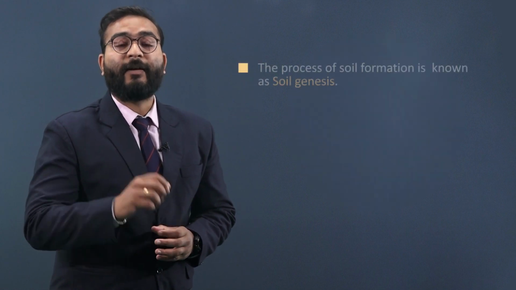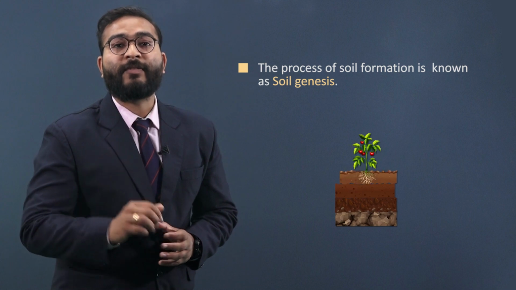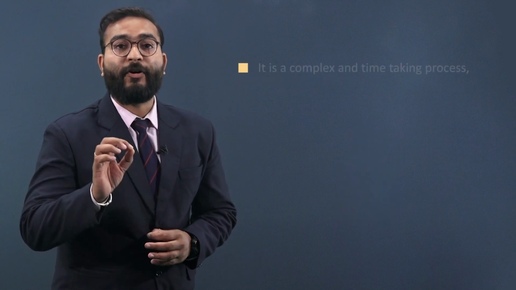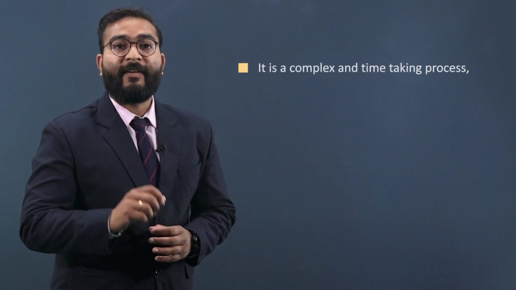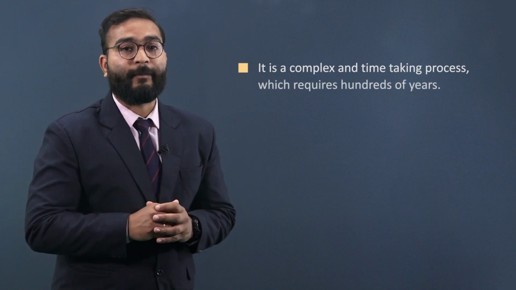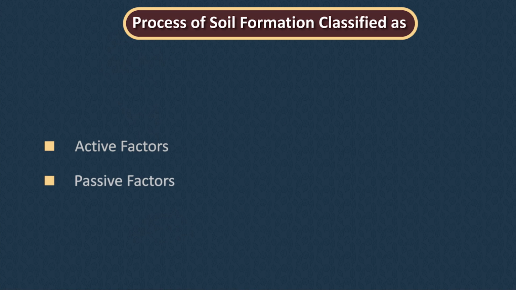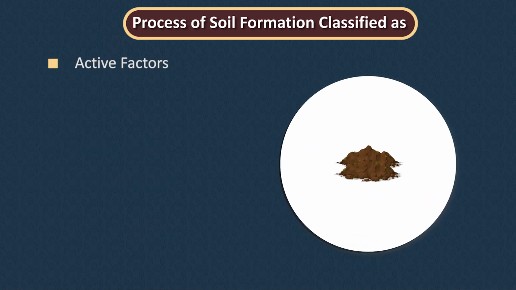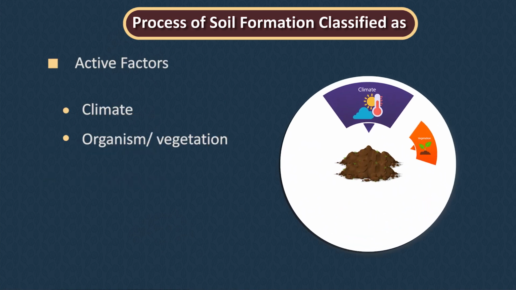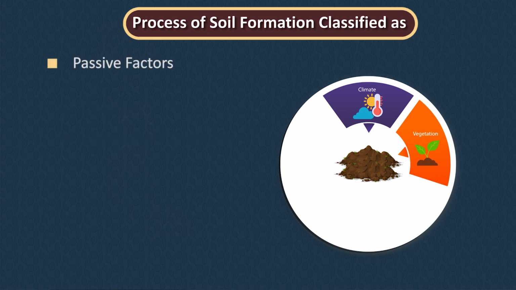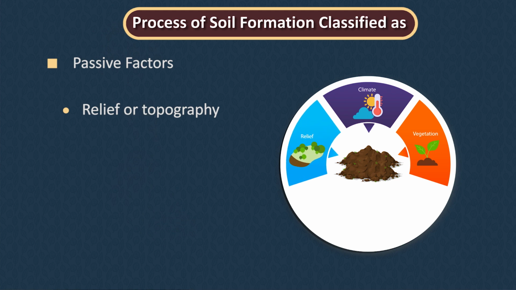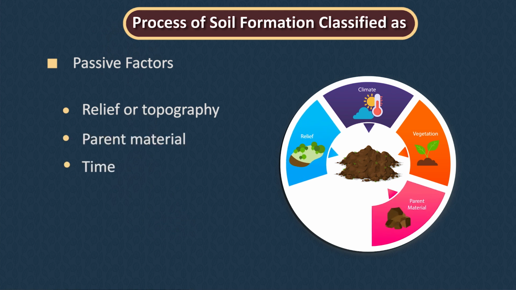Let us now look into how it is formed. In general, the process of soil formation is known as soil genesis. It is a complex and time-taking process which requires hundreds of years. The process of soil formation is influenced by different factors, which mainly comprise active factors and passive factors. The active factors include climate, organisms and vegetation, whereas passive factors include relief or topography, parent material and time.